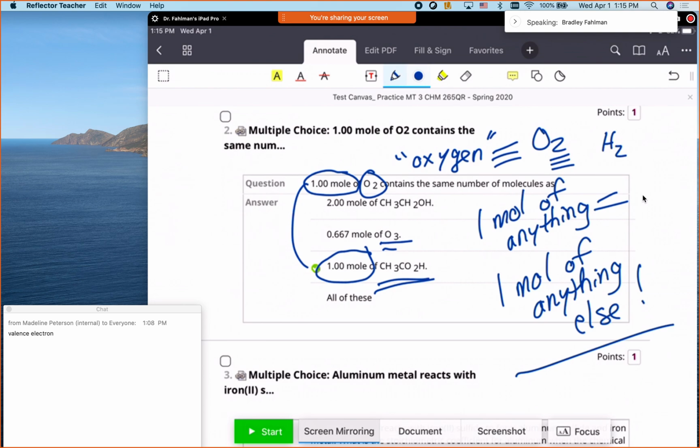atoms or things like that, then that will differ, right? Because this one has only 2 atoms per molecule. This one has a whole bunch more. Okay, so that will differ. But if you're talking like moles of molecules, then it's going to be the same number. Okay.